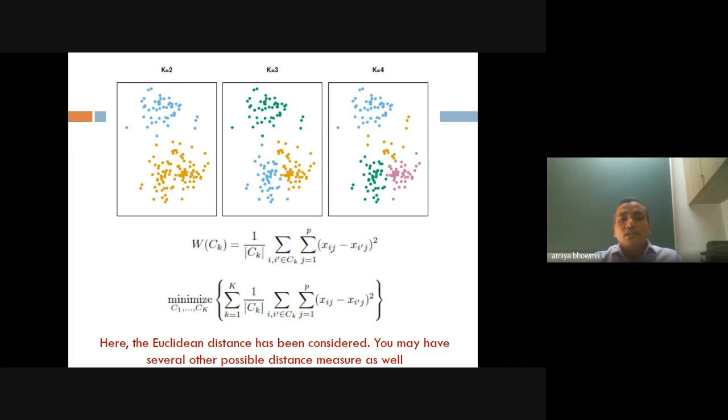Here this represents a Euclidean distance, but you may have several other possible distance measures also. We have to form the clusters in such a way that this quantity is minimized.